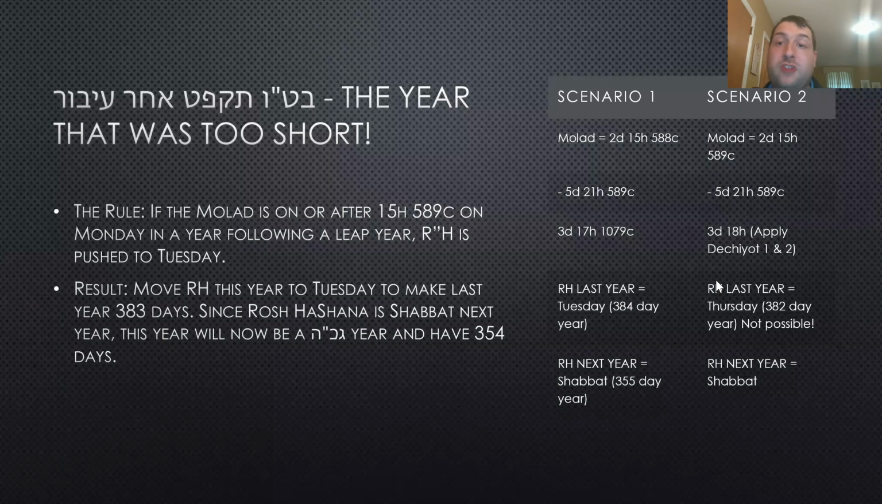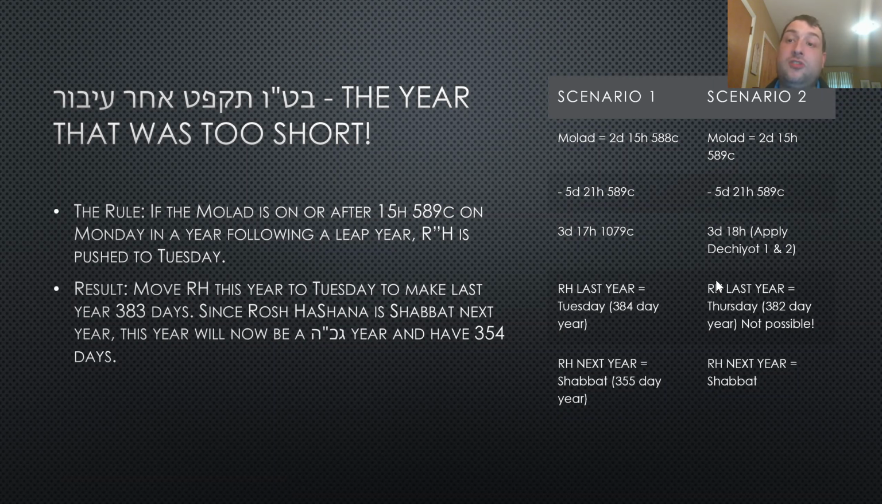Again, because Rosh Hashanah on 2 days, 15 hours, and 788 chalakim is always on Monday. And Rosh Hashanah next year will be on Shabbat, because 4 days plus 6 days plus 2 days is roughly equal to 7 days. So everything works for that.